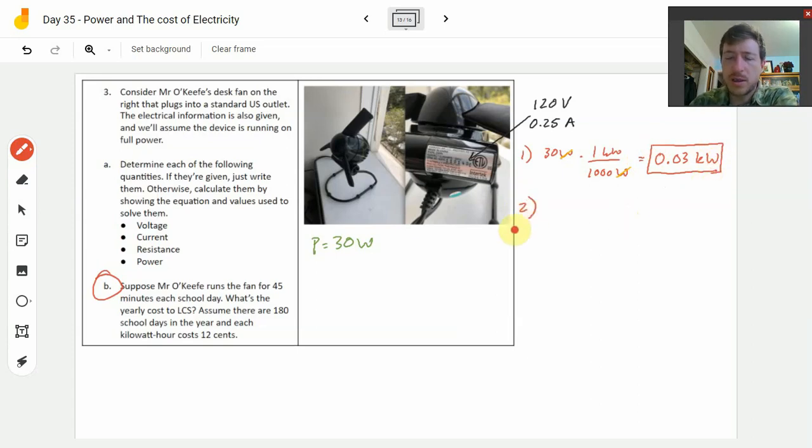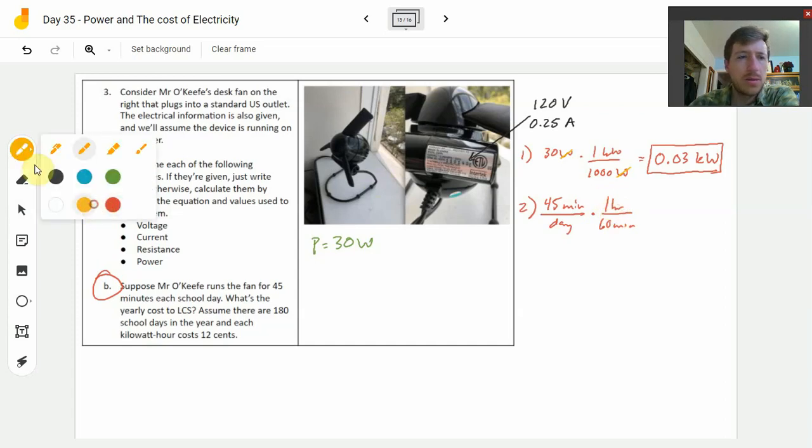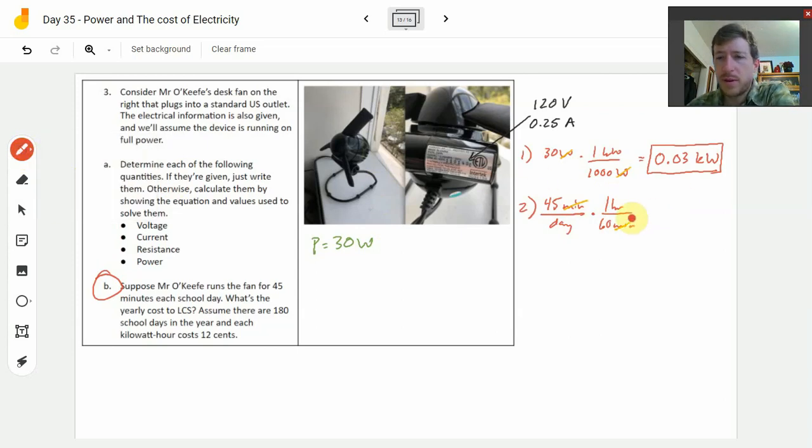The second part is to calculate the amount of time actually used. So 45 minutes per day, and we want to get minutes to hours. So that's 60 minutes over 1 hour. The minutes cancel, and we end up with 45 divided by 60, so 0.75 hours per day.